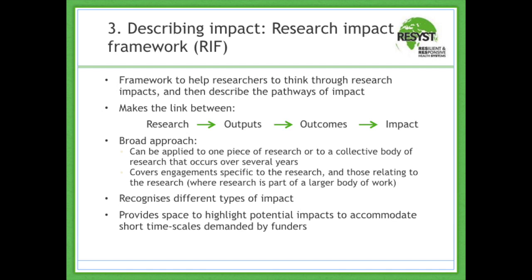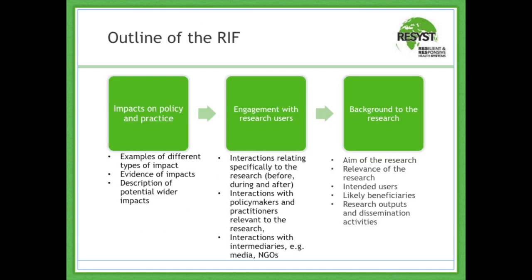It does this by covering engagements that are both specific to the research, as well as those relating to the research, where research is part of a larger body of work. By thinking about the impacts first, the process being required of researchers is of tracing backwards and identifying what outputs and interactions led to the impact. There's also a space in the framework to highlight potential impacts of the research to accommodate for the short timescales demanded by funders. So going into more detail, the research impact framework has 3 sections.